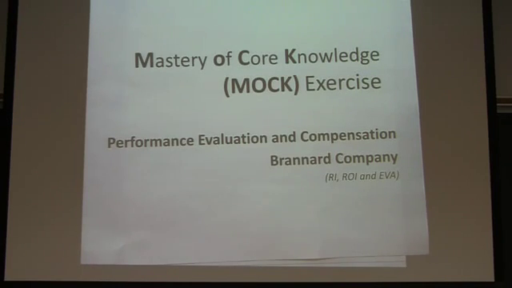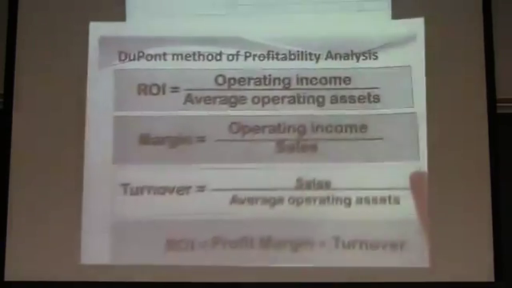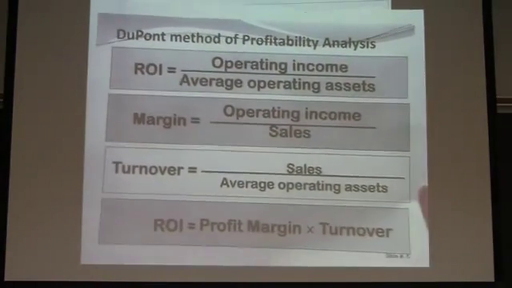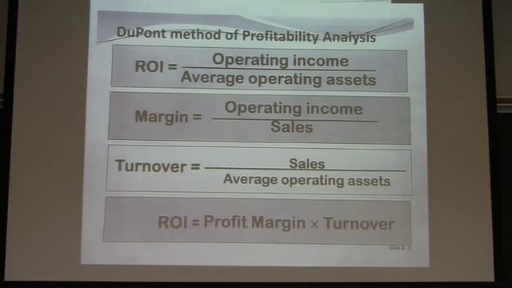The first one is residual income. The second one is ROI, and the third one is EVA. So let's take a look at the theory behind those evaluation tools. The first one is called the ROI, and ROI is sometimes called the DuPont method of profit analysis.